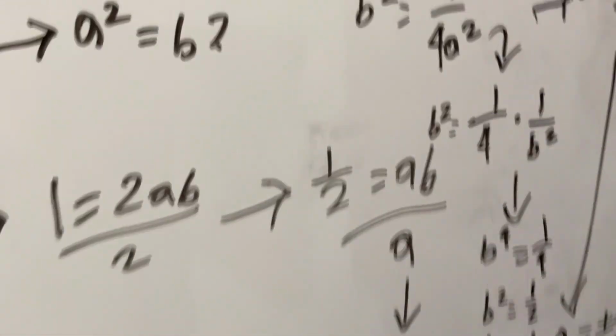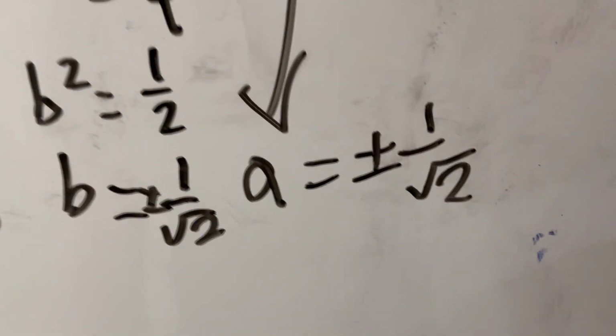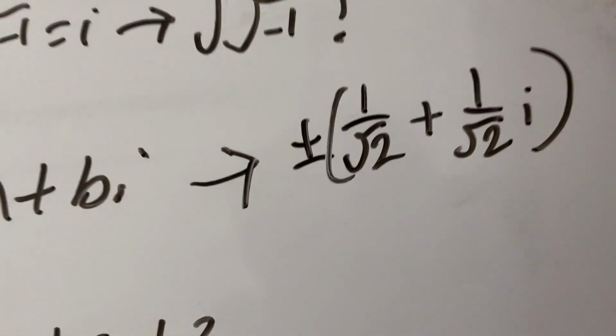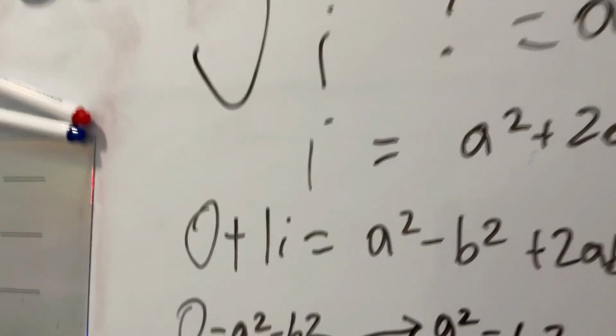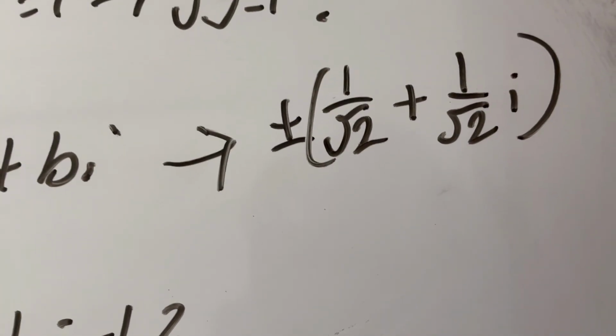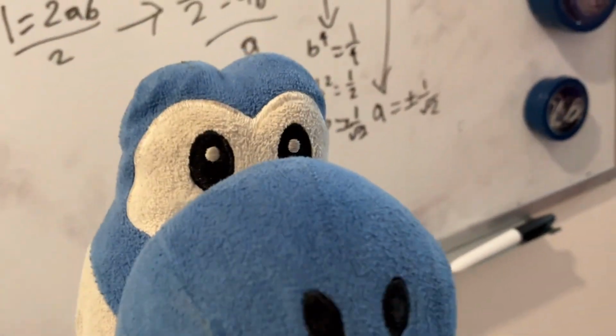And guess what? Since a squared and b squared are equal, we can just flip these, and a is also plus or minus 1 over root 2. So we just plug those in. Our final answer is the square root of the square root of i is plus or minus 1 over root 2 plus 1 over root 2 i. Wow. And if you do the multiplication for this, it checks out.